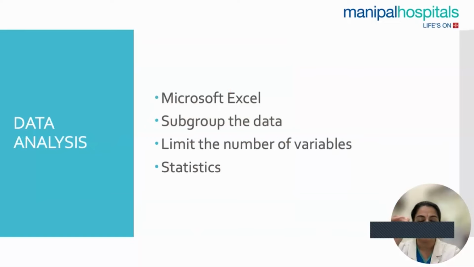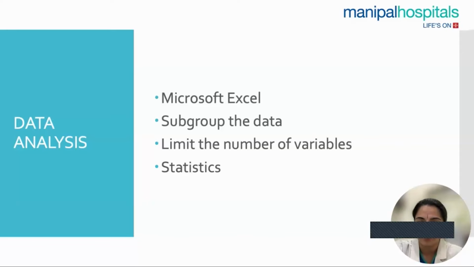The analysis is usually done using Microsoft Excel, and it's very, very important to subgroup the data and not have many variables. For example, let's start with a simple thing such as age. If I have to collect the data for HFNC outcomes, and I look at the age of the data collected, suppose I collect for 50 patients from the age of 18 to 65 years. You can imagine the number of variables I get.